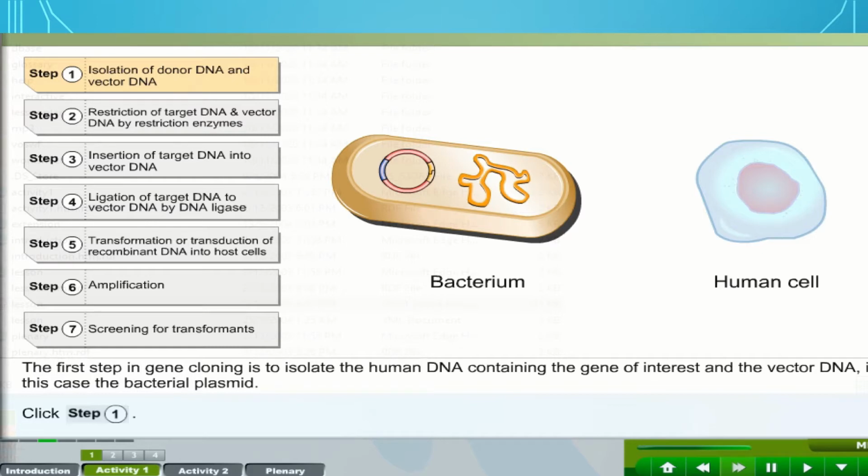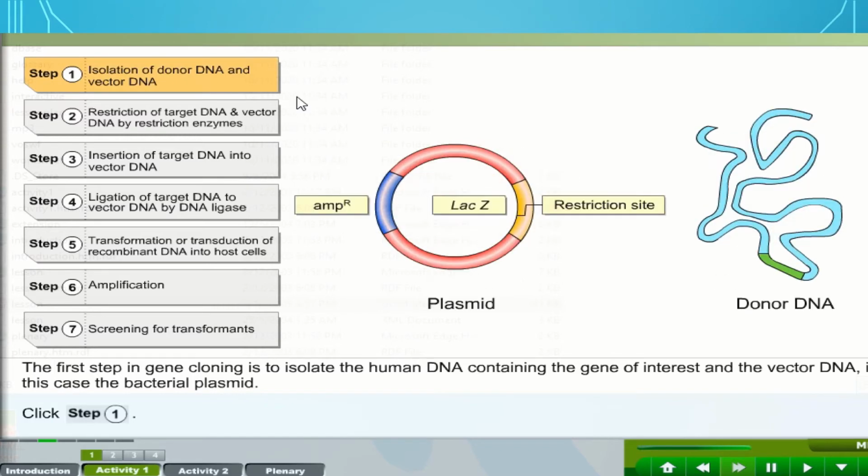Number 4 is ligation of target DNA and vector DNA by DNA ligase. Step number 5, transformation of recombinant DNA into host cell. Number 6, amplification, and number 7, screening for industrial purpose. Okay, so this is a donor DNA that refers to the human cell.